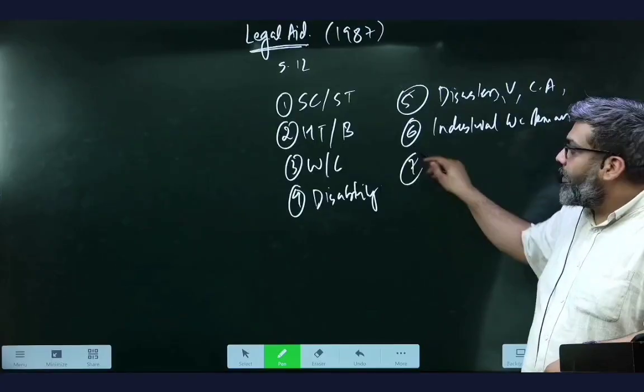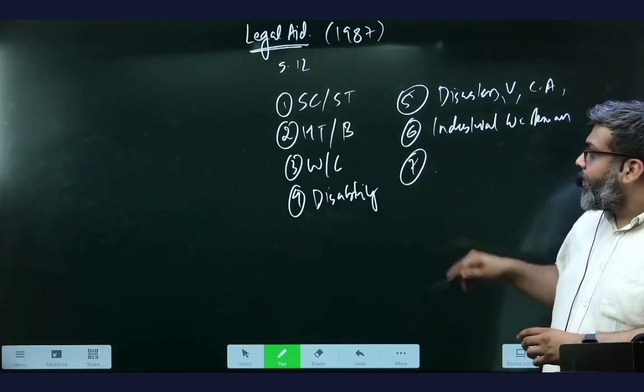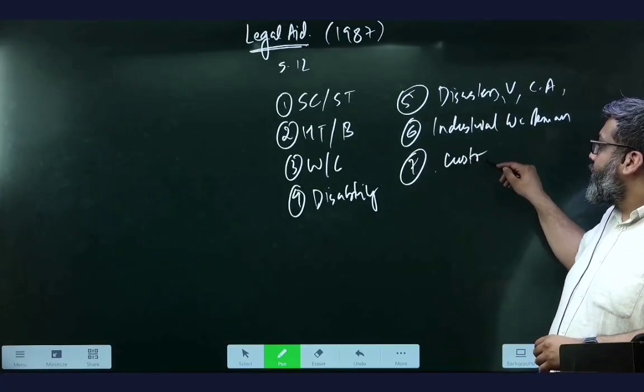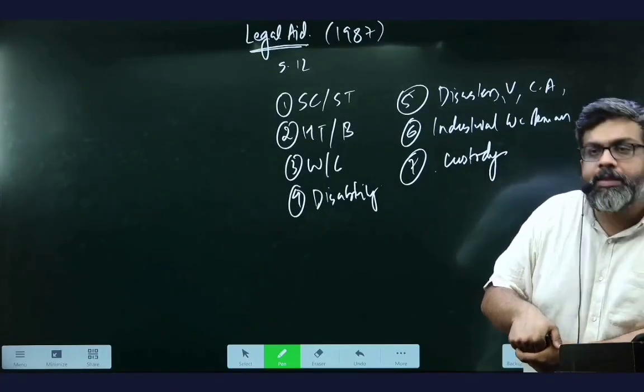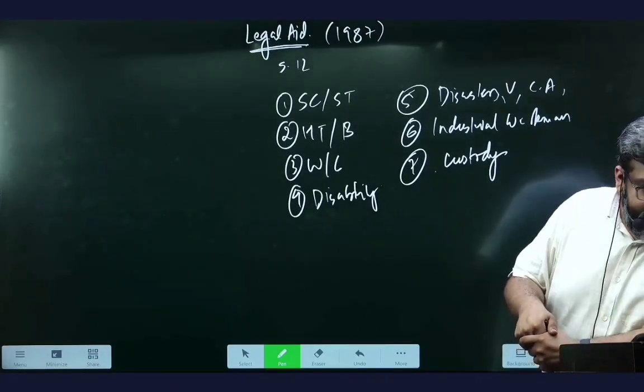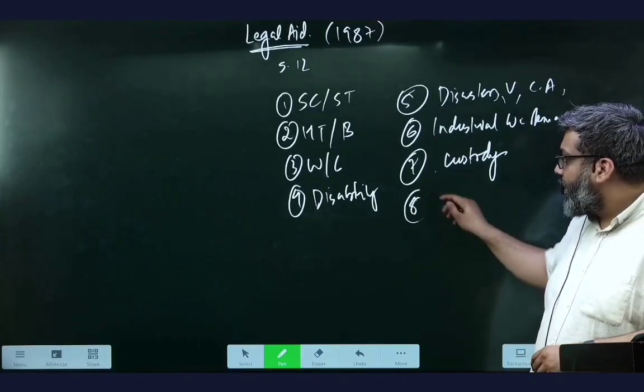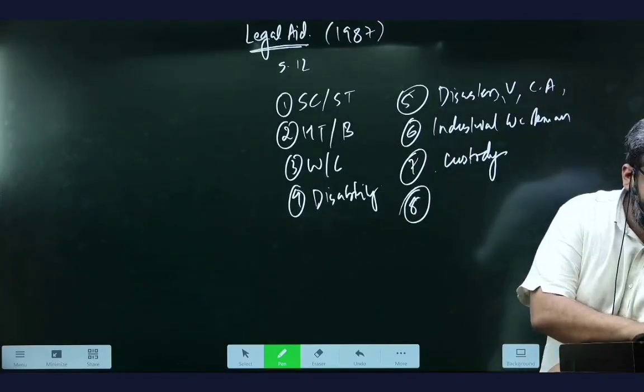Followed by the industrial workman. You also have a person who's in custody, which is why you would often hear, if you can't get a lawyer, we'll get a lawyer for you, when the police is trying to get you in custody. And lastly, there is also an economic criteria. This was where the UPSC question was.